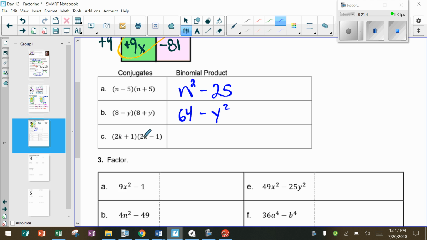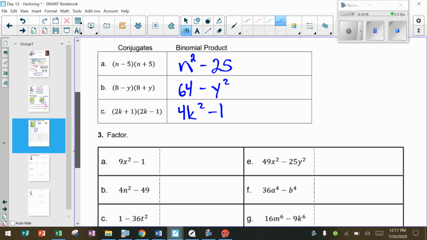2k times 2k makes it 4k squared. +1 times -1 is -1. So knowing those, what we want to do is work backwards now and try to factor these difference of 2 perfect squares. Now they're called the difference of 2 perfect squares, difference meaning subtracting, and both 9x squared and -1 have to be perfect squares for this to work. Both parts have to be perfect squares for this to work.